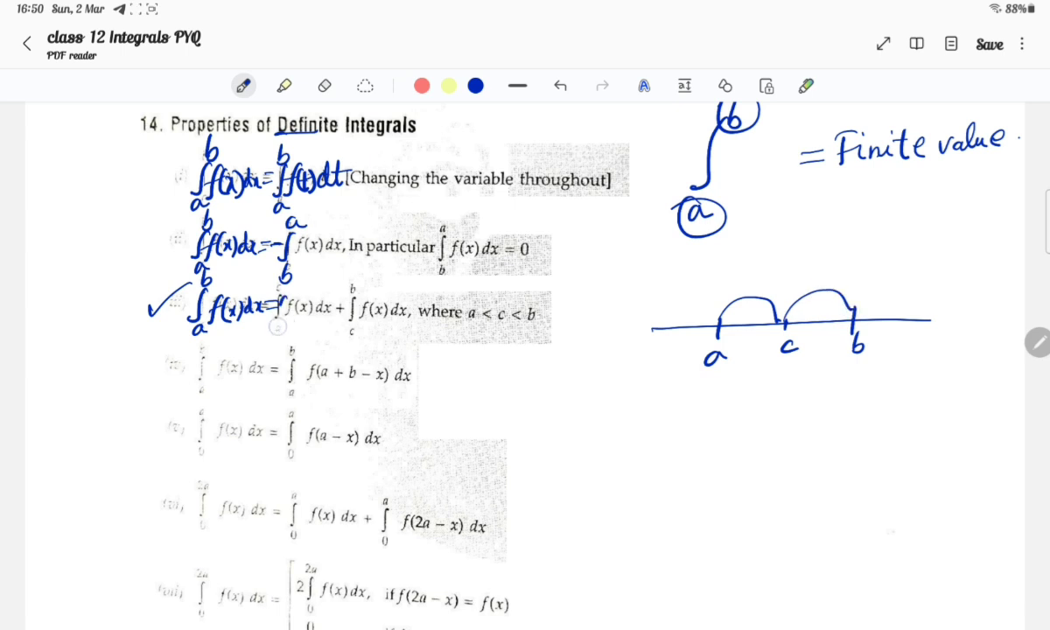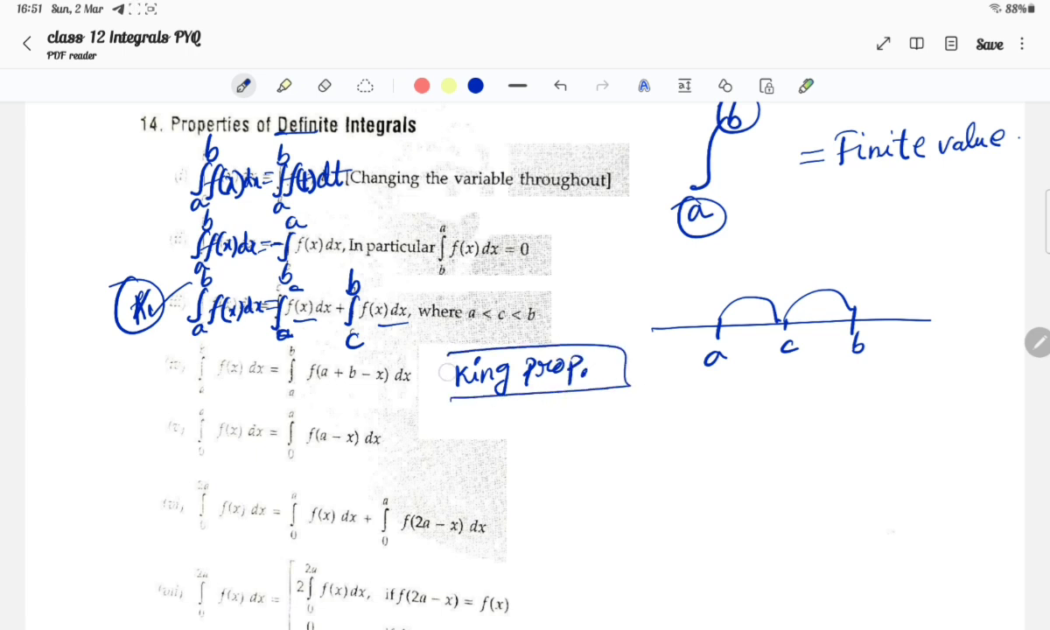Integration from a to c and integration from c to b, the function will be the same. Okay. Most important one, the fourth one, is called the King property. It is called the King property because most of the definite integration problems in this chapter are solved by this King property.